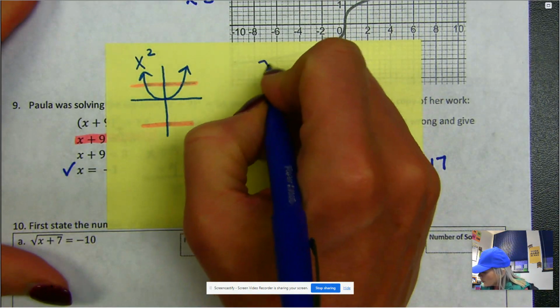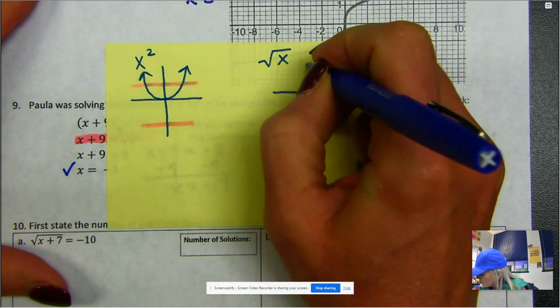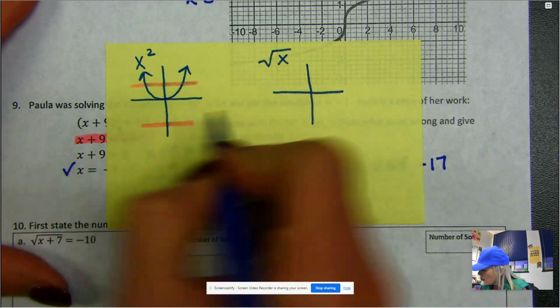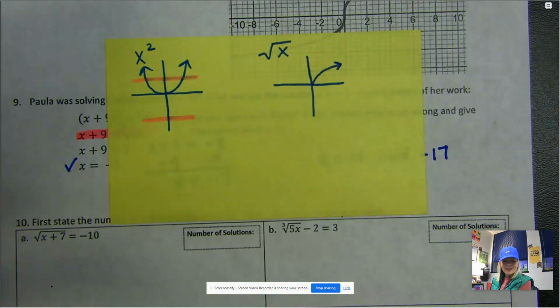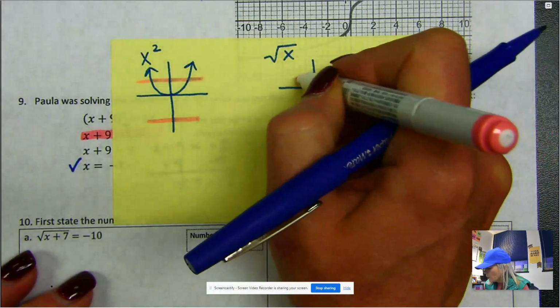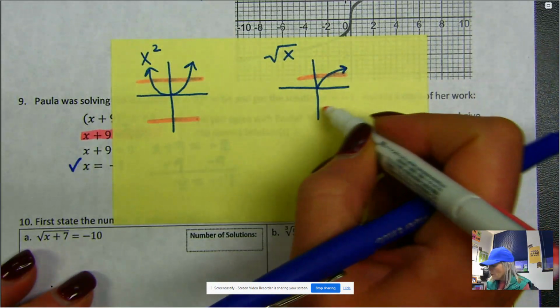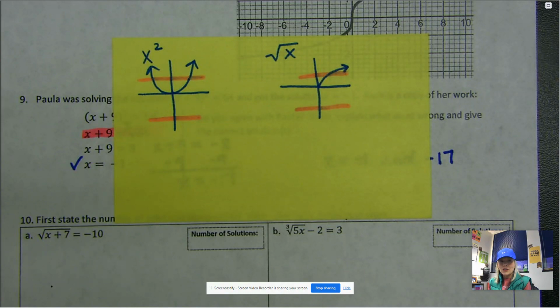The square root of x, those graphs, it's kind of like this on its side, but only half of it. That's it. So if we have the square root of x is equal to a positive number, there's 1 solution. But if it's equal to a negative number, there's no solution. It doesn't touch the graph.